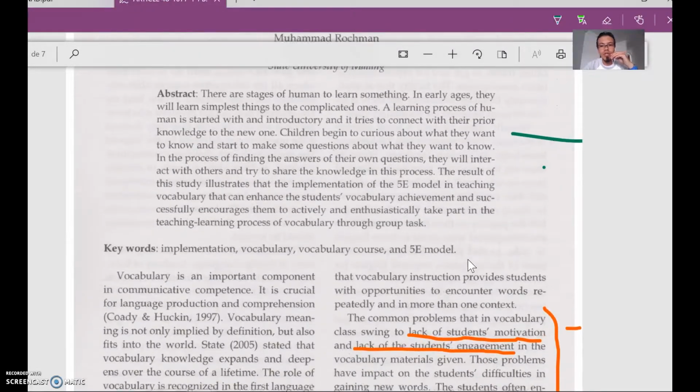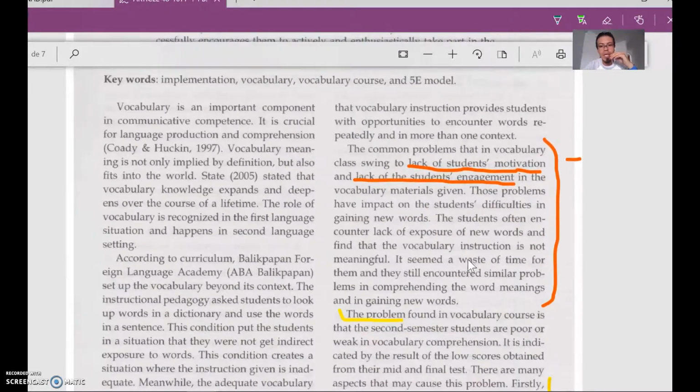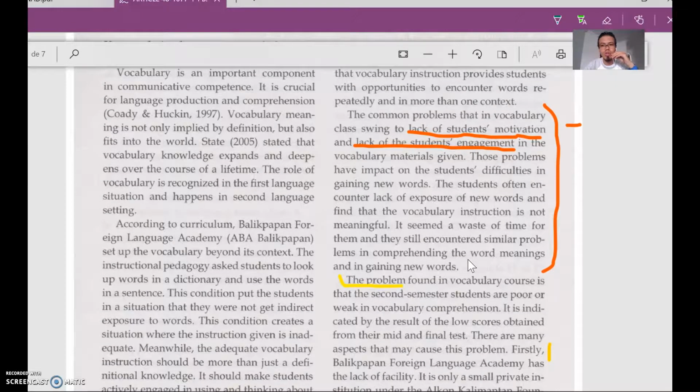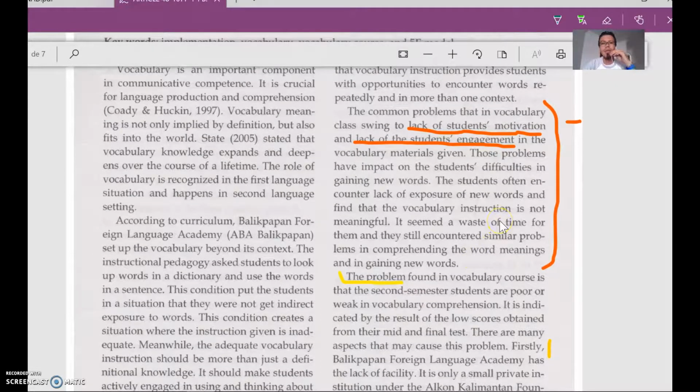Okay, so first off, we have to identify the main problem. I used some colors just to have a better understanding of what is important in the text. First, there are some main factors that affect students not learning vocabulary in classes. As we can tell here, in red color it says lack of students' motivation. That is one of the reasons. And then we have lack of students' engagement.